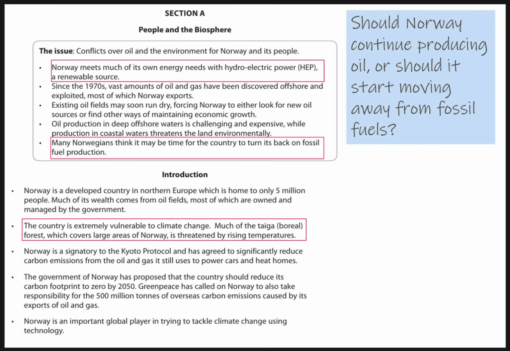It's because it produces oil that the country is extremely vulnerable to climate change. Most of the taiga, or the boreal forest, covers large areas of Norway and is threatened by rising temperatures. So really, this is the most important page in the entire booklet. Spend some time on this. It introduces the key issue and gives you some context about the rest of the paper.